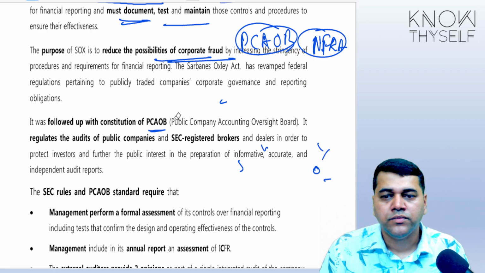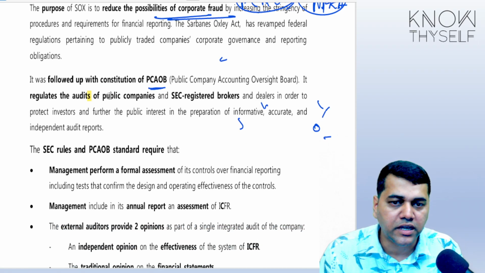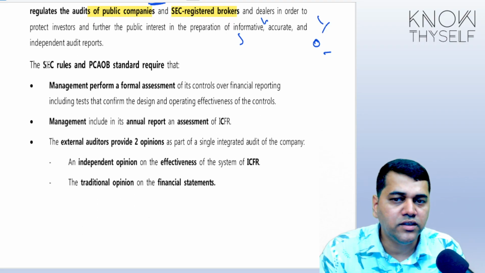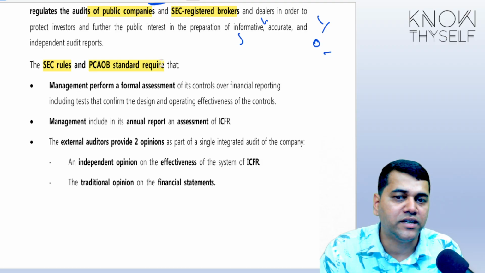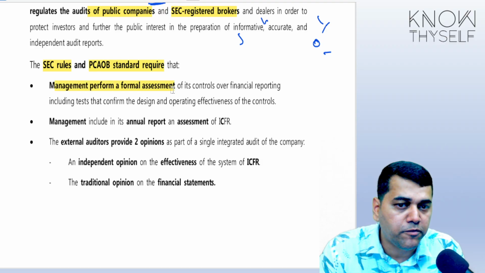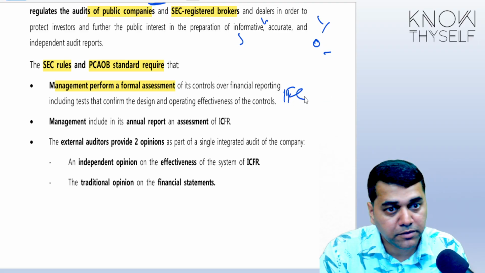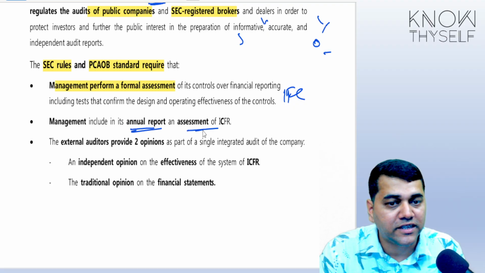Okay, so now regulators regulate the audits of public companies and SEC registered brokers. So what are the Securities and Exchange Commission rules and PCAOB standards? Management should perform a formal assessment of the controls over financial reporting, ICFR. Management should certify it. Management should include the assessment of ICFR in the annual report.